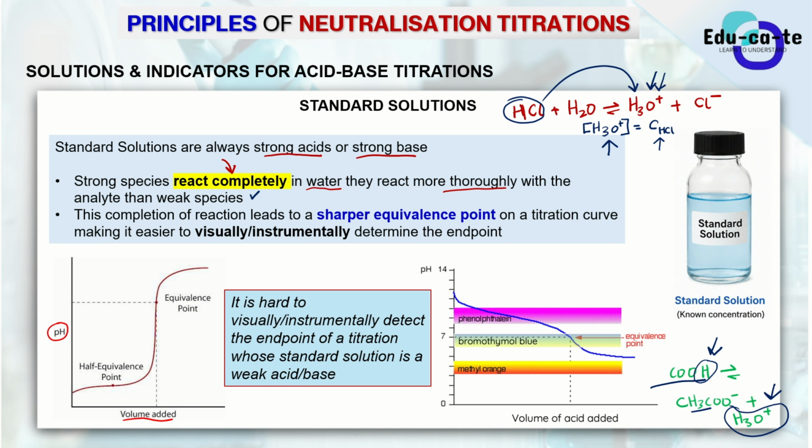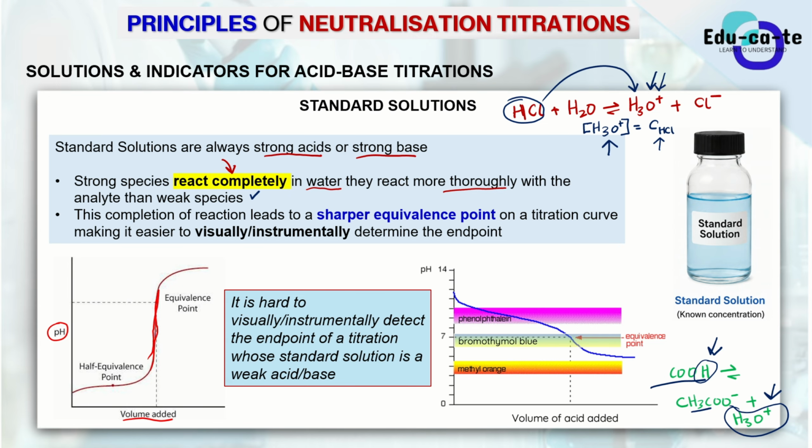When we use a standard solution that is a strong acid or a strong base, it makes it easier, because the equivalence point has this sharp curve. This sharp equivalence point makes it easier for us to determine the actual endpoint of that particular indicator. For example, if you're using phenolphthalein, it turns purple when it reaches the endpoint, right? Or when you are using methyl orange, it turns orange when it reaches its endpoint. So it is easier to determine either visually or instrumentally.